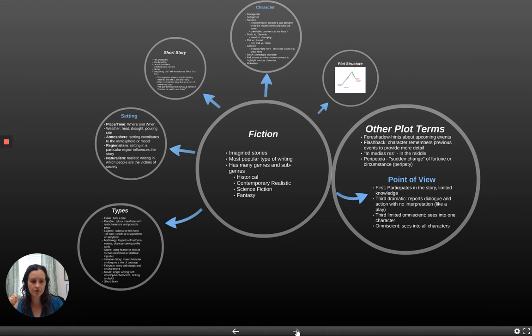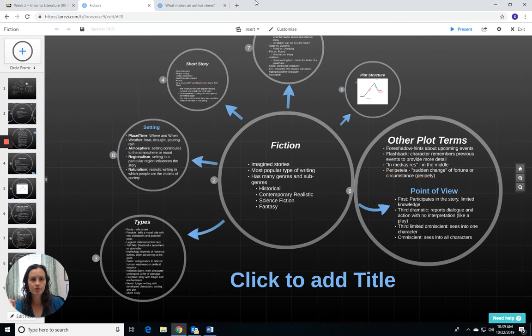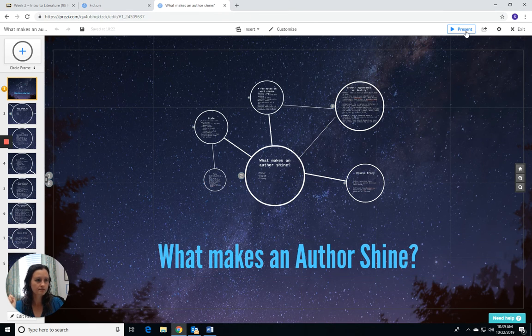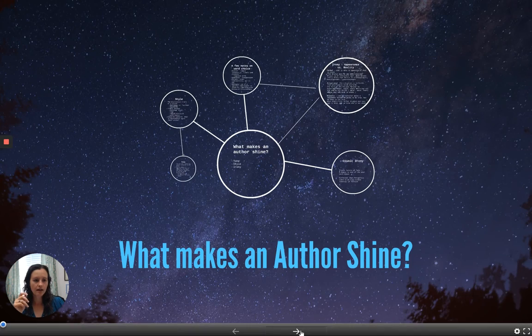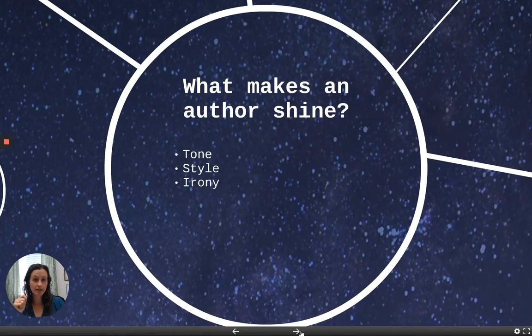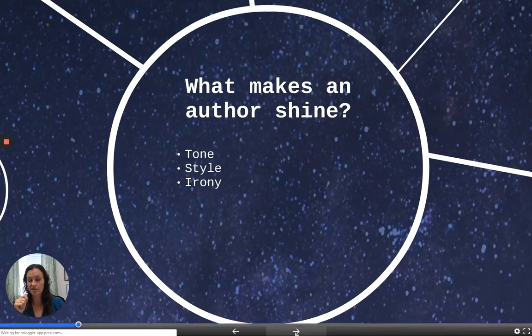Okay, so there's some of the fiction terms to think about. And of course, the Prezi is there for you to go through in more detail. That's just some of the highlights. All right, so let's also talk about tone, style, and irony. Okay. And so this is what makes an author shine. It's what differentiates one author from another.